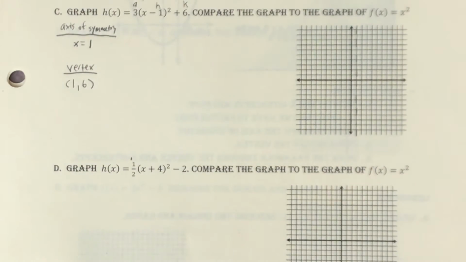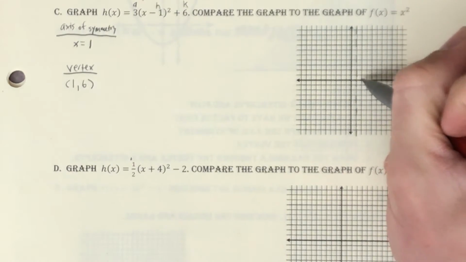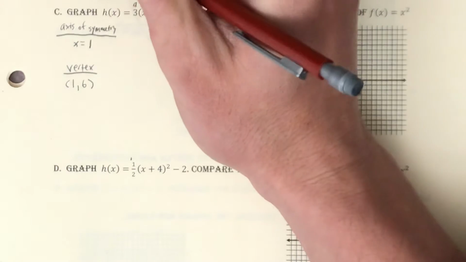Now before I plot that point, I want to check my other 2 points to make sure I can fit it on the graph or if I need to relabel. So again, I need to pick 2 points to the right of the axis of symmetry, or the vertex, which is at 1. So the next point to the right would be 2, so I'm going to plug that in.